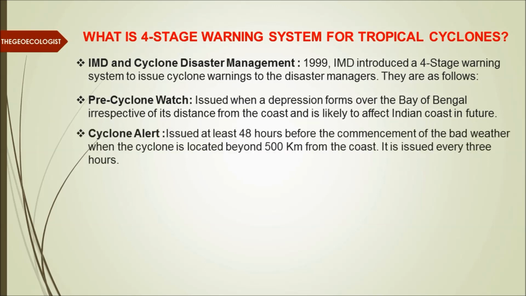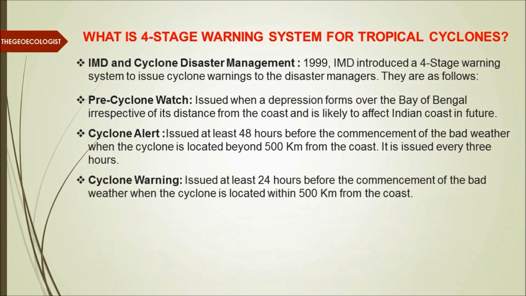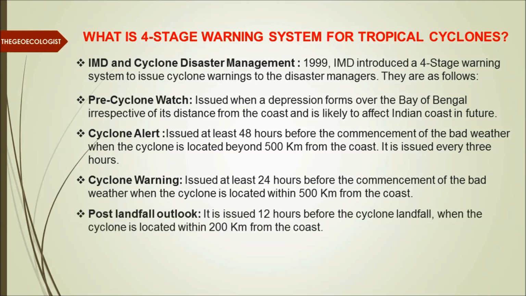Then comes the cyclone alert, issued at least 48 hours before, when the cyclone is more than 500 kilometers away from the coast. Then we have the cyclone warning within 24 hours. That's important: from 48 hours we get to 24 hours when a cyclone warning is issued. And finally, the post-landfall outlook, given in the last 12 hours when the cyclone is about 200 kilometers from the land. So we have the 4-stage warning system: pre-cyclone watch, cyclone alert, cyclone warning, and post-landfall outlook.